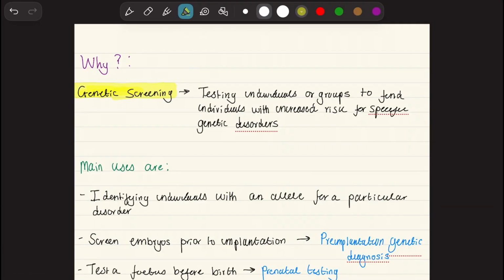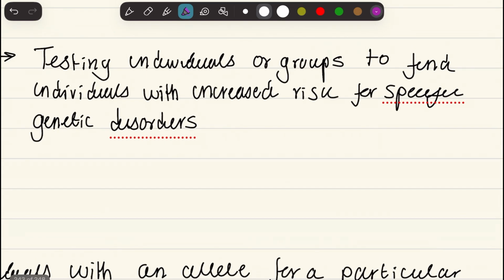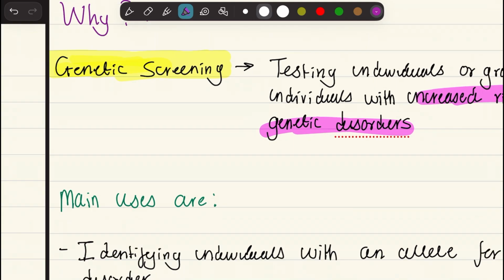Okay, so we're going to start with what is genetic screening, right? As the definition, it's the testing of individuals or groups to find individuals with an increased risk of specific genetic disorders. They typically will not ask you to define genetic screening, but you do need to have an idea of what it is. I think the most important part is that you're trying to find an increased risk for specific genetic disorders.